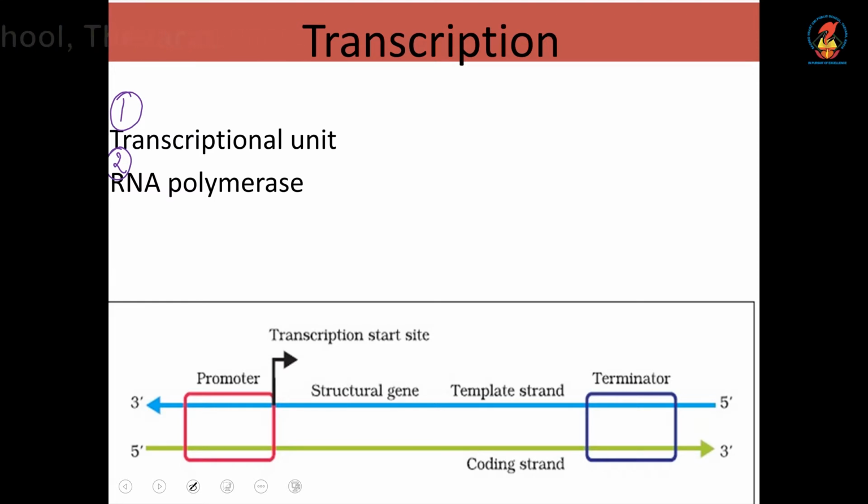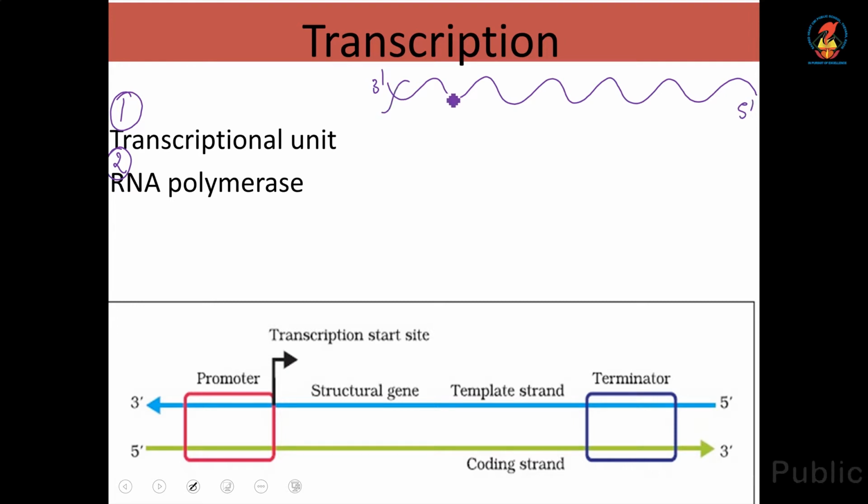So first let us see what a transcriptional unit is. We know the transcriptional unit is the DNA. So I will just draw the original DNA, which has two strands helically coiled. One strand, let it run in the 3' to 5' direction, and the second strand running in the 5' to 3' direction. So they are running antiparallel.